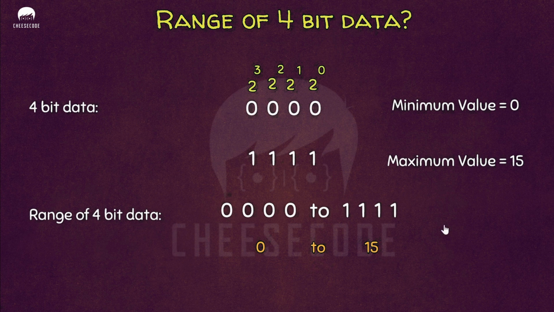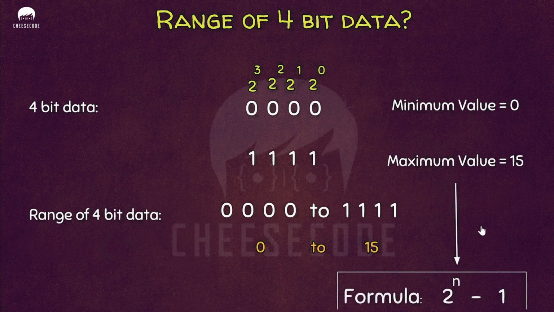But there is one more formula available to calculate the maximum value, and that is 2 raised to the power n minus 1. Suppose you have a 32-bit data, then adding all these place values and multiplying with their digits is quite difficult. Then this formula is quite handy to apply. Here, by replacing n equal to 4 for 4-bit data, you get 2 raised to the power 4 minus 1, which is 16 minus 1, and that finally gives the value equal to 15, which is our maximum value.